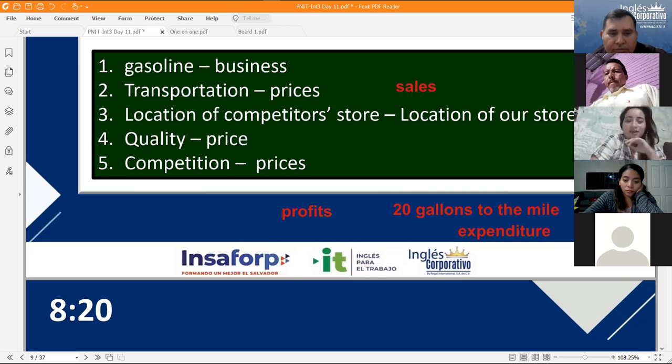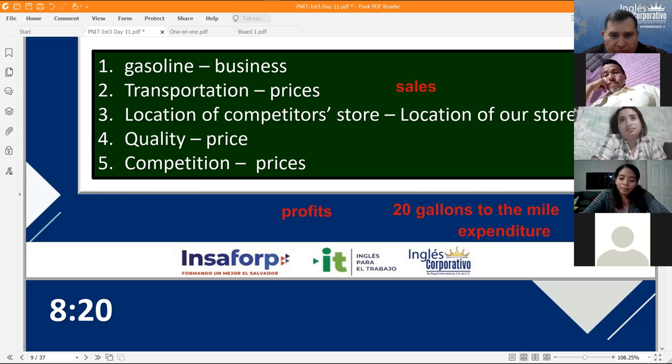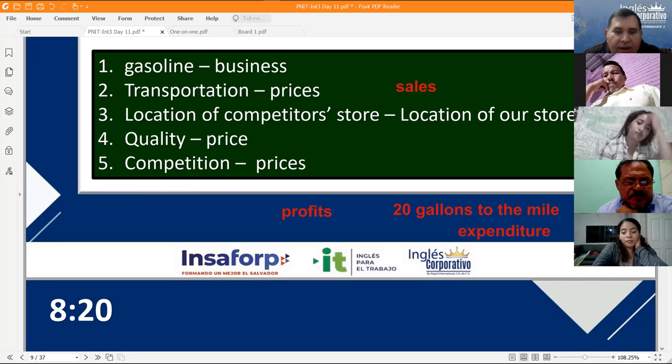In general, competition may level the product and the market, because also the companies, the companies, level the price. Yes, they lower the price, right? Or let's say, if the price is too high, they lower it. The competition.